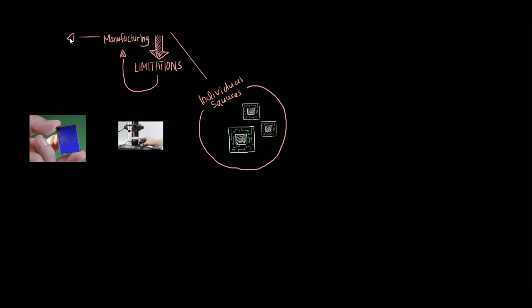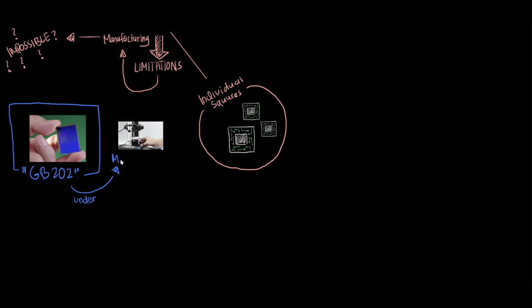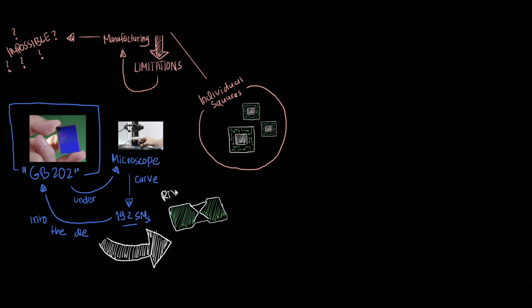After the etching is complete and the wafers are sliced into individual squares, we are immediately faced with a common limitation of manufacturing. Achieving perfection in something like this is nearly impossible. If you look at the physical silicon of the GB202 chip under a microscope, you will see that the machines actually carved a total of 192 streaming multiprocessors onto the die. However, the RTX 5090 that eventually reaches the consumer is configured to use only 170 of them. And this is a deliberate engineering choice designed to solve the problem of manufacturing defects.